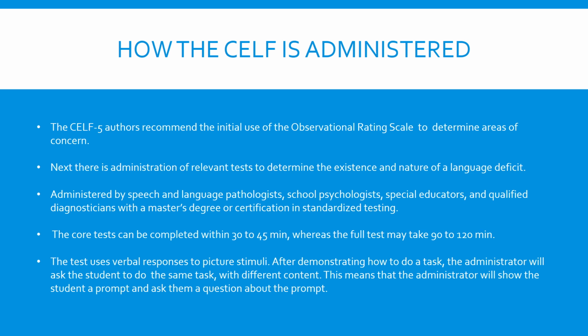So the CELF 5 authors recommend the initial use of the observational rating scale, which we'll talk about in the next slide, to identify areas of concern, followed by administration of relevant tests to determine the existence and nature of a language deficit. This process allows for a flexible and comprehensive assessment, as subtests can be administered individually to assess specific language skills or for a comprehensive language evaluation. Tripping over my words, but it's okay.